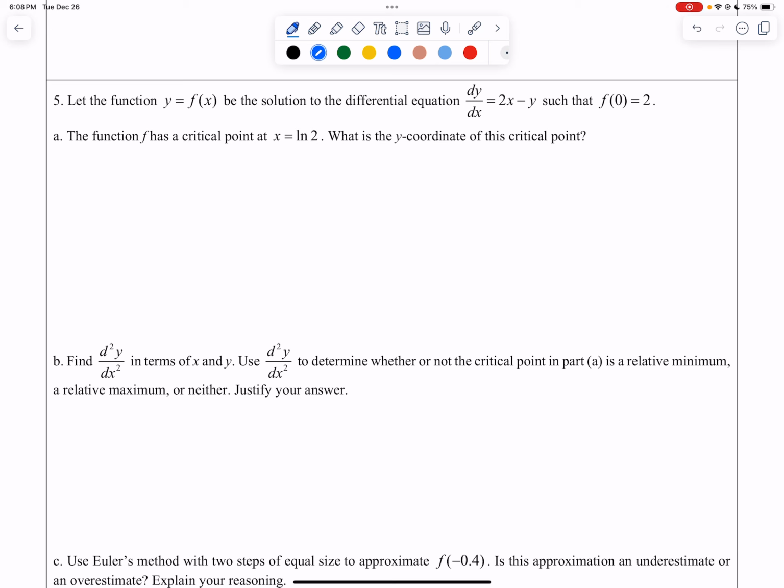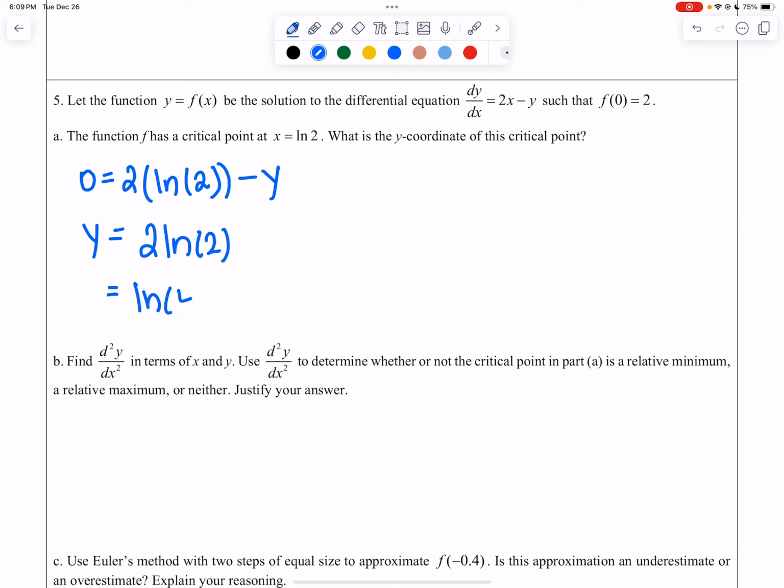Now, remember that if we have a critical point, this means that my derivative is 0. So this means that dy/dx is 0, and I have my x value being ln of 2. So I'm going to substitute ln of 2 into my differential equation and solve for y. So guess what? Your y coordinate is 2 ln of 2. If you want to make it prettier, that's ln of 4.